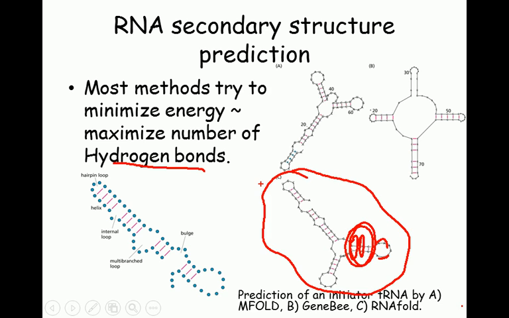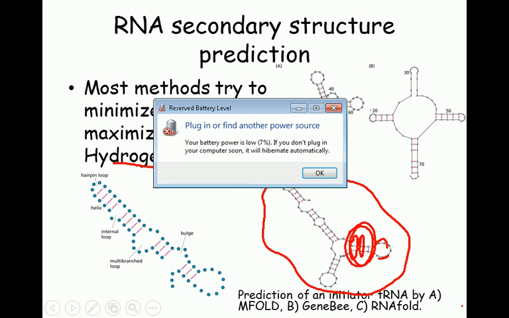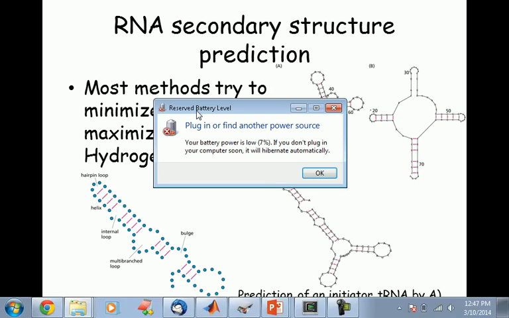So you can try different ways to fold the structure and see which one gives you the highest number of hydrogen bonds, under the constraint that an A can form hydrogen bonds only with U and a G will form hydrogen bonds with C.